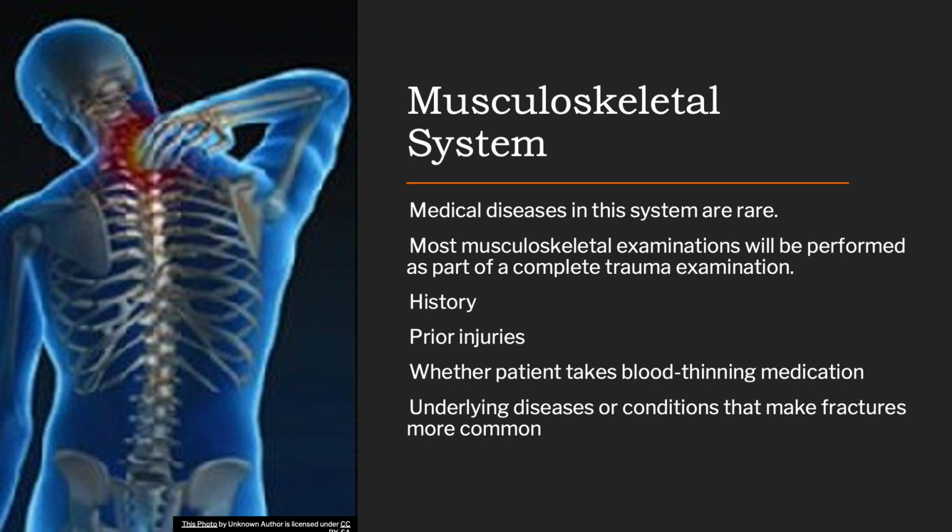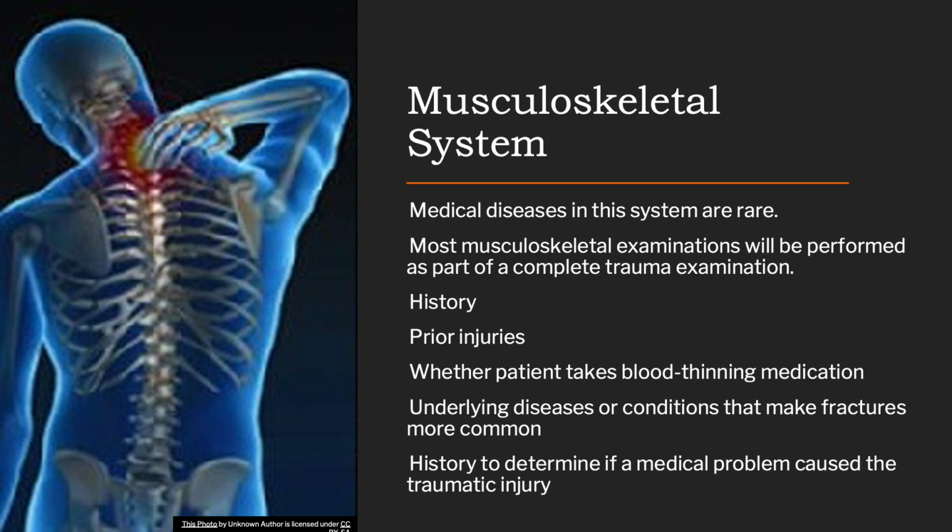And all that means is that it wasn't because the patient hit their arm that the arm broke. It was because that bone was already weakened from osteoporosis that caused the fracture. A normal person wouldn't have fractured their arm that way. And then history to determine if a medical problem could have caused the injury.